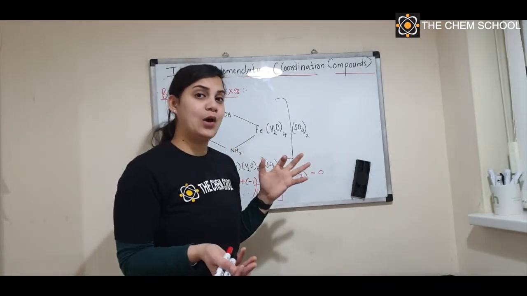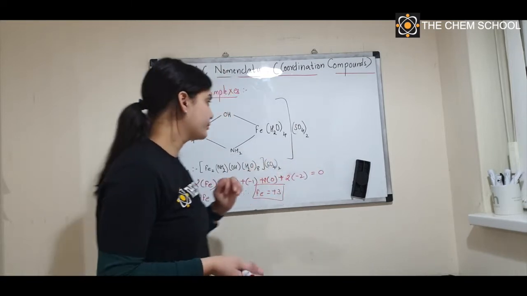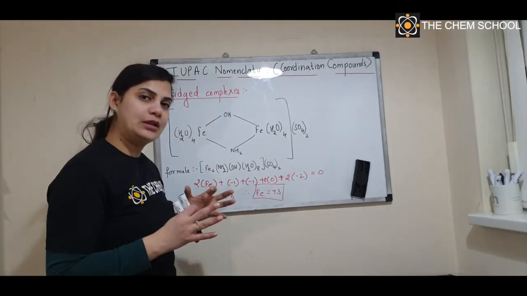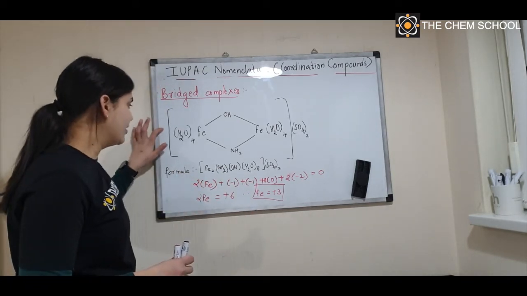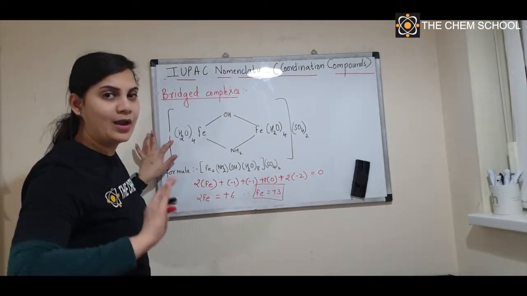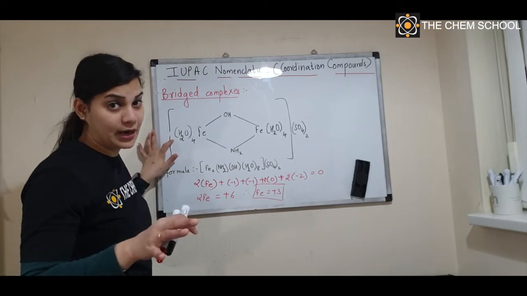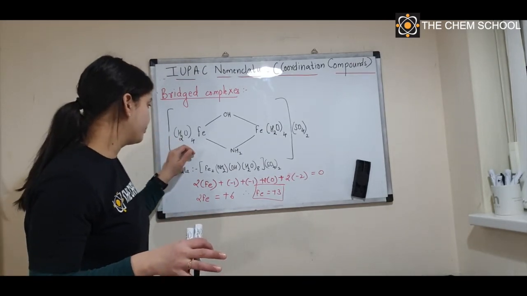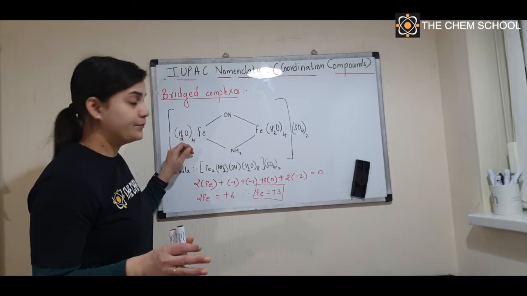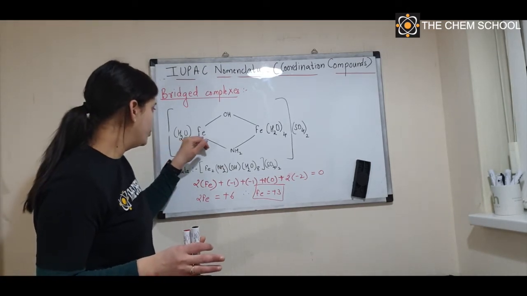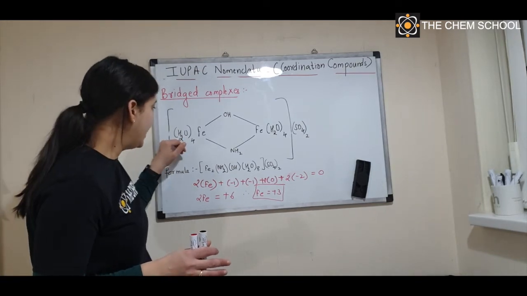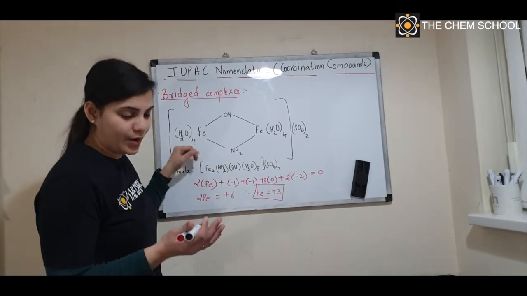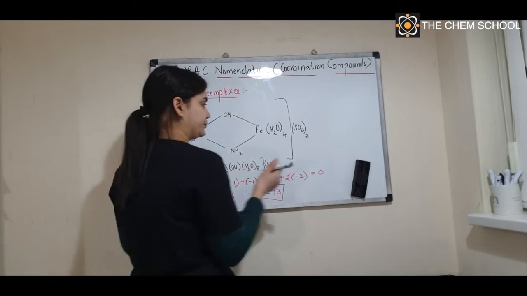Okay, so now let's start writing down the name. Now for writing down the name, always go in a sequence. That is, if you have a cation, write down the name of the cation. We don't have any cation, so we are not writing that down. After that, just come to this. Okay, that is your ligand. So now, which is the ligand that is attached to this? First is aqua. Okay, so how many aqua you have?